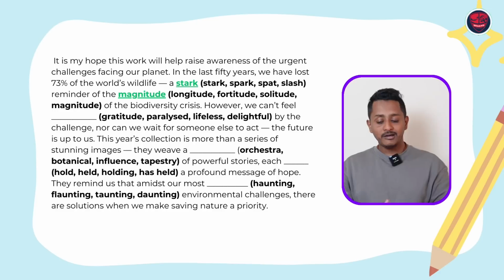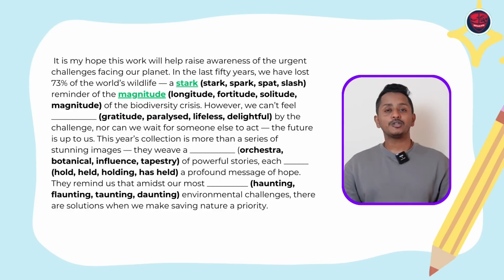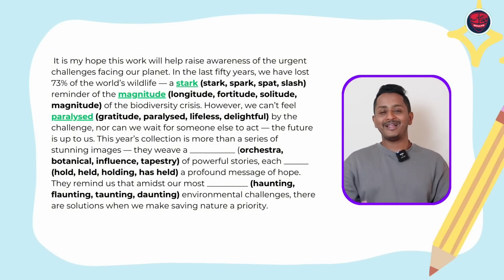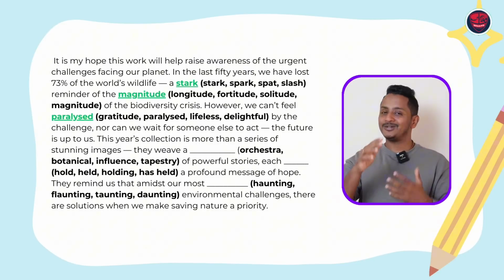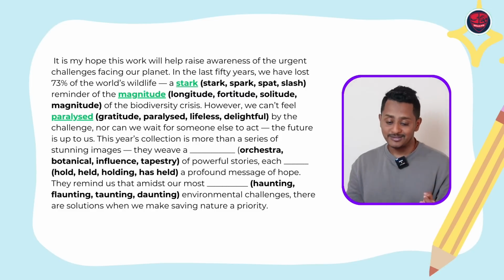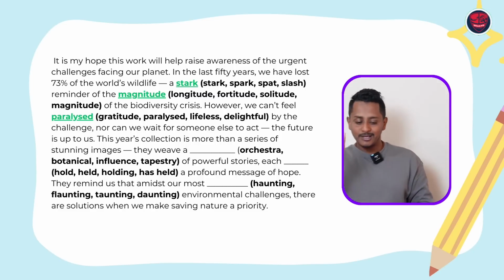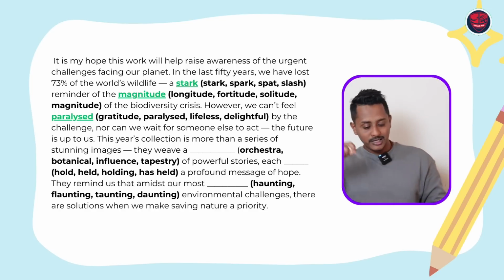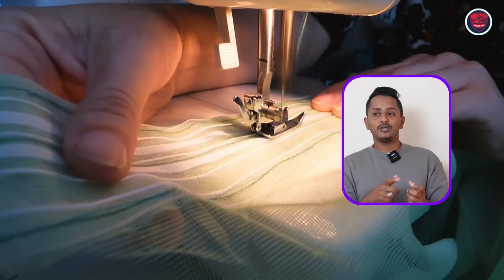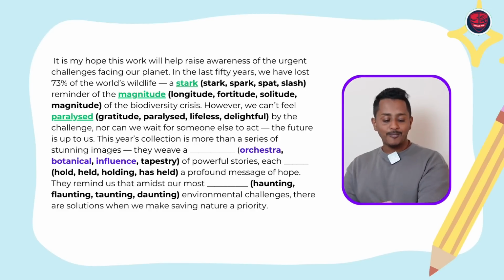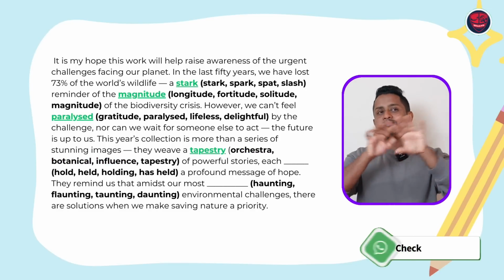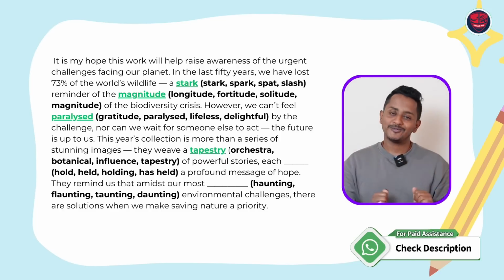However, we can't feel dash by the challenge, collocation. I'm going to pose your challenge, don't get stuck, paralyzed. Getting it? So it's don't become paralyzed by the challenge, or however, we can't feel paralyzed, not lifeless. Paralyzed by the challenge, nor can we wait. Now we will continue. They weave. Weave is stitching. You stitch a sweater, you stitch a t-shirt, you stitch a cloth. Here you stitch orchestra, botanical influence. No, it's a tapestry. Now tapestry, you just type this word in Google, you get to know what a tapestry is.